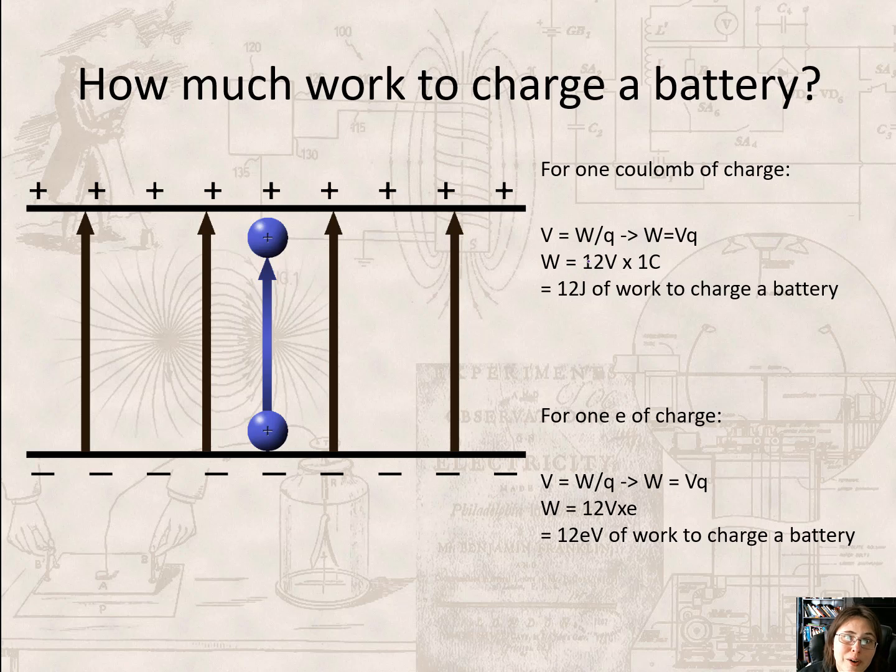So if you have a 12 volt battery and 1 coulomb of charge, it'll take 12 joules of work to charge the battery. For 1 electron of charge, it's the same equation. Work is equal to voltage times charge. The work is equal to 12 volts, the same volts here, but the charge is going to be 1 electron of charge. So it's going to be 12 electron volts of work to charge the battery.